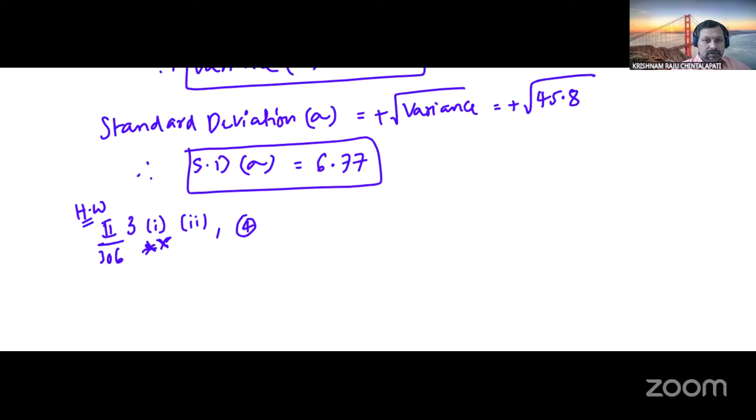So you have one more question in third Roman, first question. Find the mean and variance by using the step deviation method of the following tabular data. A continuous frequency distribution is given. You have to find out using the step deviation method. Okay. So do this question also. Page number 306.